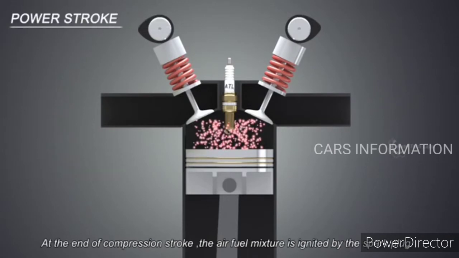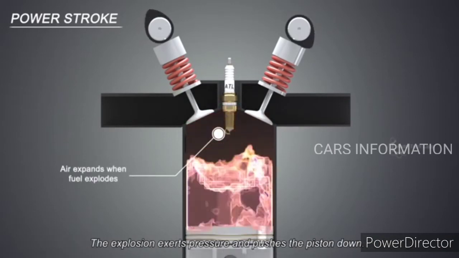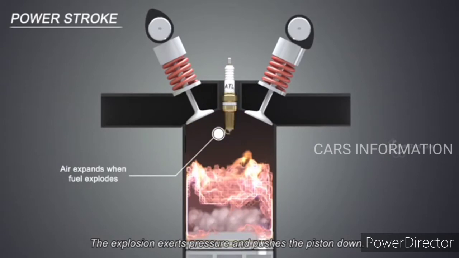At the end of the compression stroke, the air-fuel mixture is ignited by the spark plug. The explosion exerts pressure and pushes the piston down. This is the power stroke, which produces power to the crank.